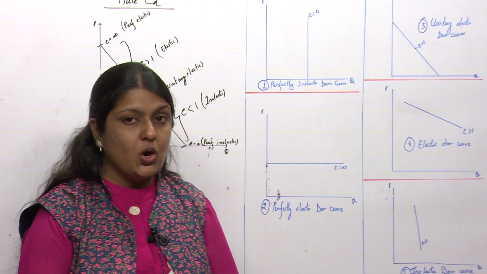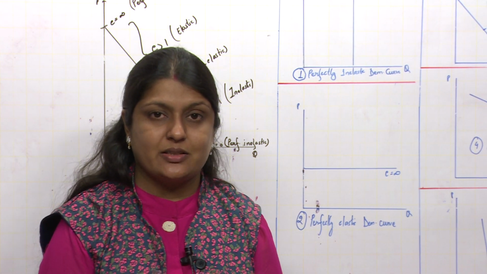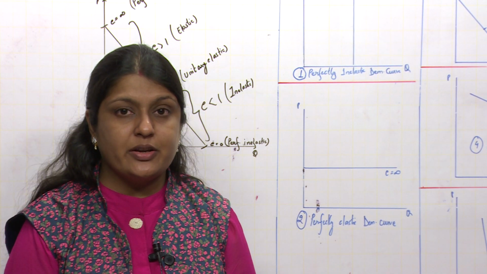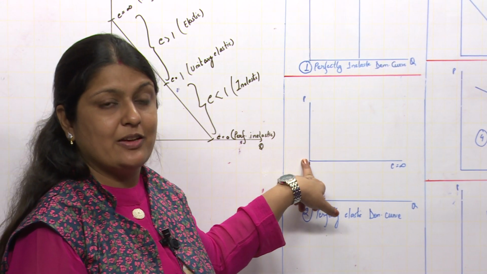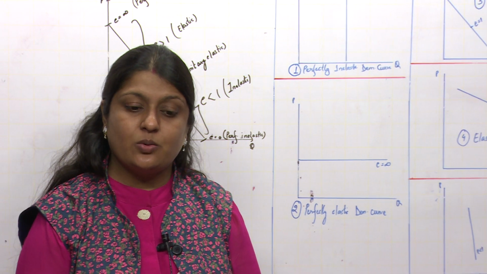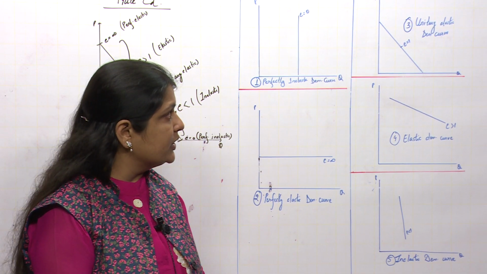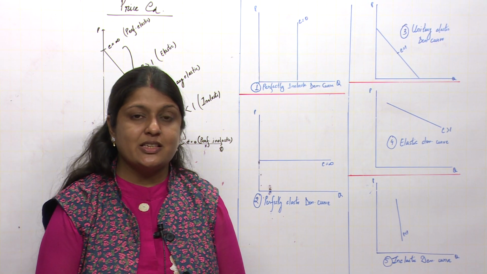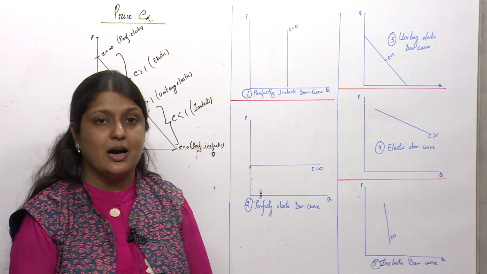Second, a horizontal demand curve, or a demand curve parallel to the x-axis, shows quantity demanded keeps on changing but the price is fixed at this level. Price does not change but quantity demanded keeps on changing. A third demand curve, when elasticity is equal to 1, is the unitary elastic demand curve, which is downward sloping.